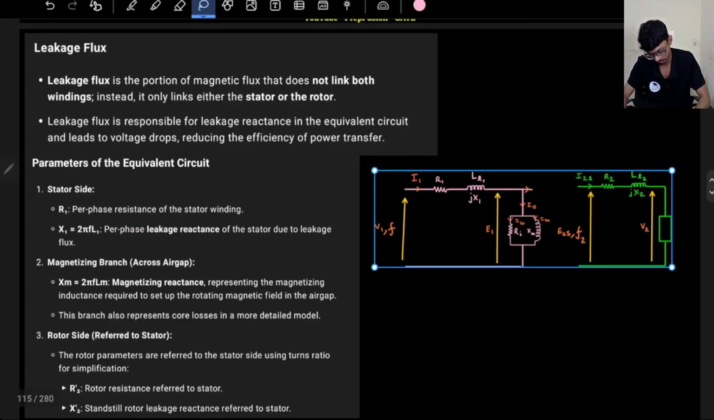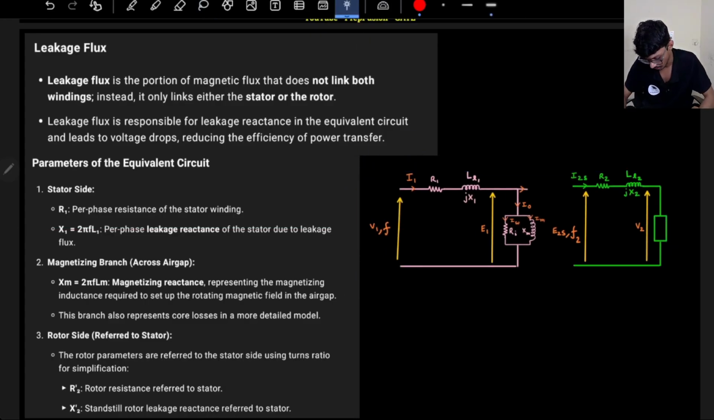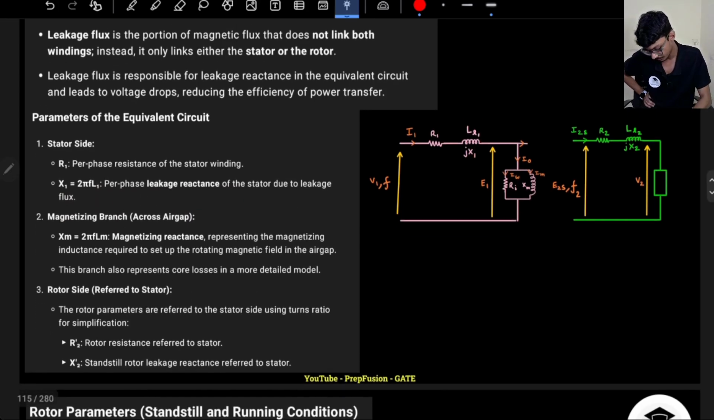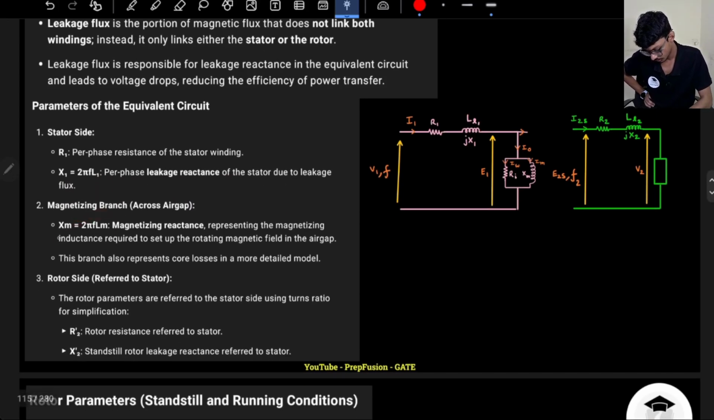So R1 is per phase resistance of stator winding. X1 is 2 pi f L1, the per phase leakage reactance of the stator winding due to leakage flux. Right. Magnetizing branch across the air gap. So Xm is equal to 2 pi f Lm, the magnetizing reactance representing the magnetizing inductance required to set up the rotating magnetic field in the air gap. Okay, this is the magnetizing reactance that is responsible for setting up the air gap flux.